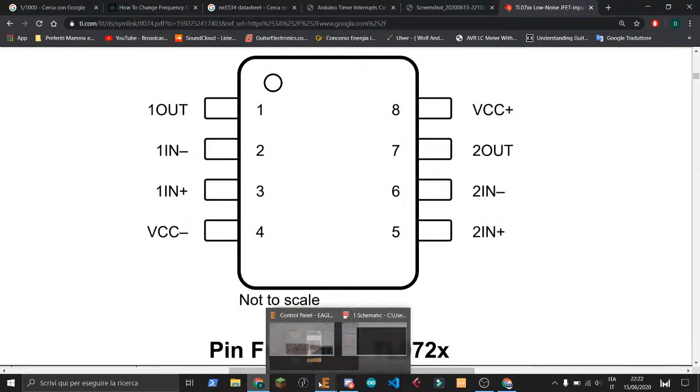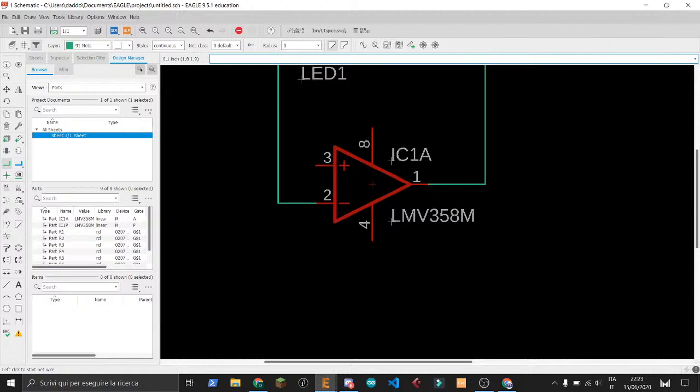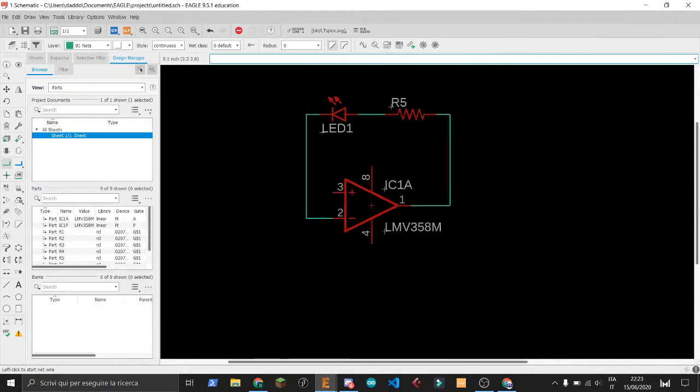In minus, I should say, inverting input. So this is the schematic here. The first connection that we can do is connecting the R5 to the LED, and the R5 to the out. Basically, this is what we have so far: R5 connected to the LED, that's connected to the output, and the thing here. You understand.